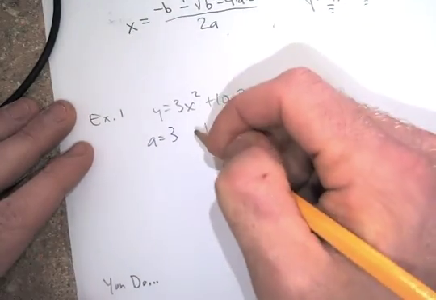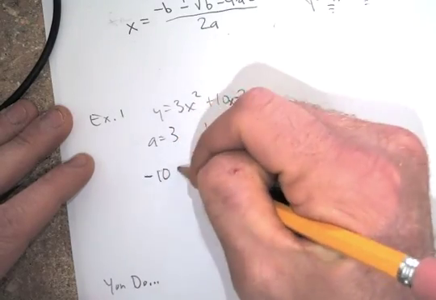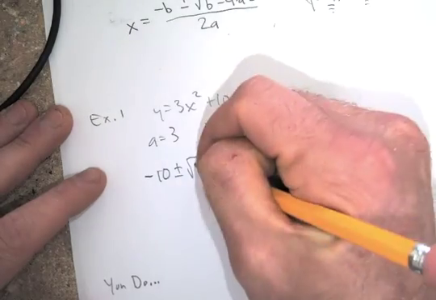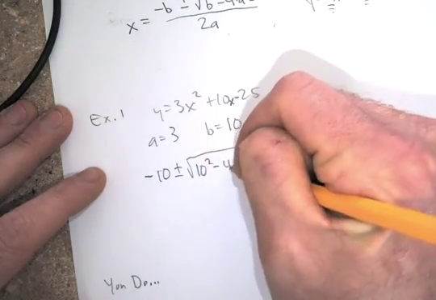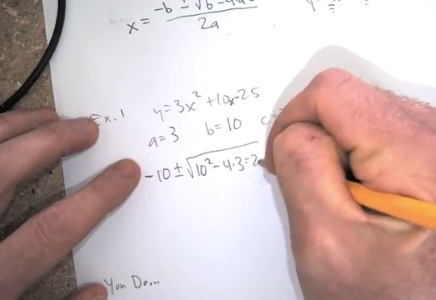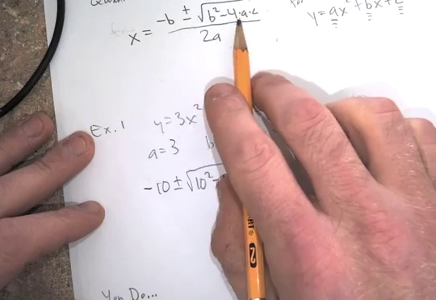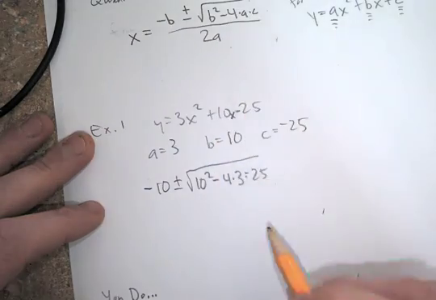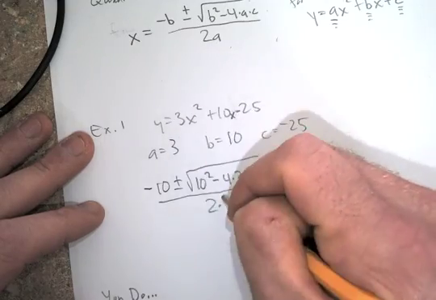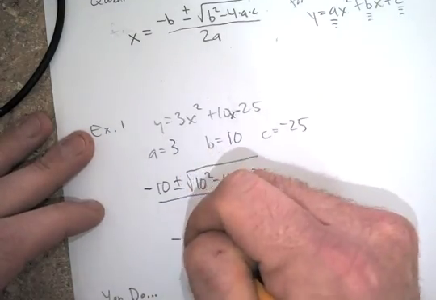Okay, and then we're just going to fill in our formula. So negative b goes here, plus or minus. Write it all down here: 10 squared minus 4 times 3 times negative 25. That's the 4ac up here. 4 times a times c, all over 2 times a, which is 3. Okay, write that down and then take it step by step from there.